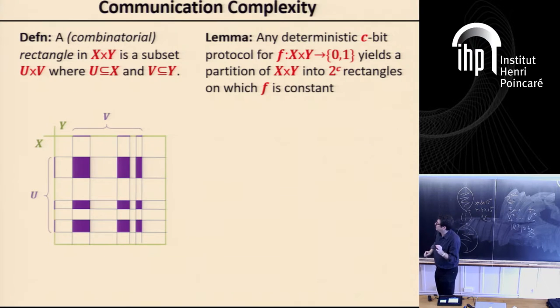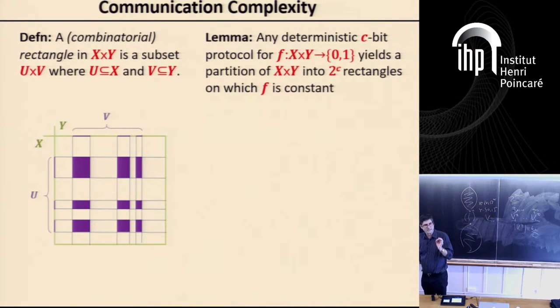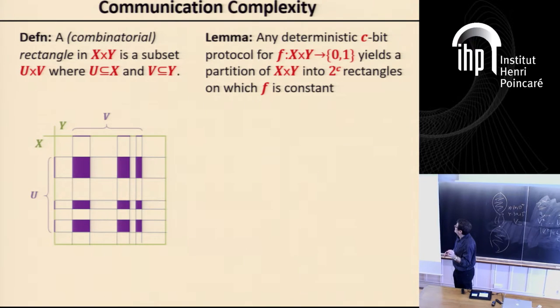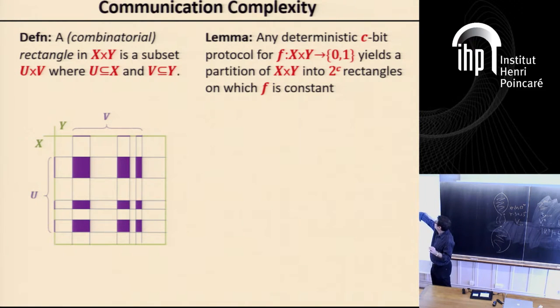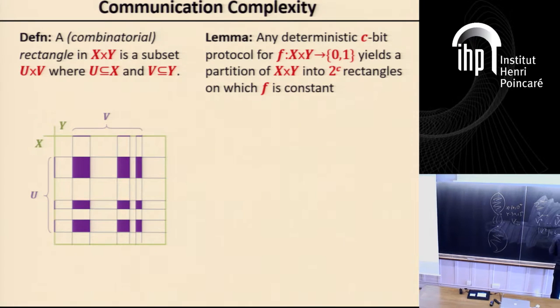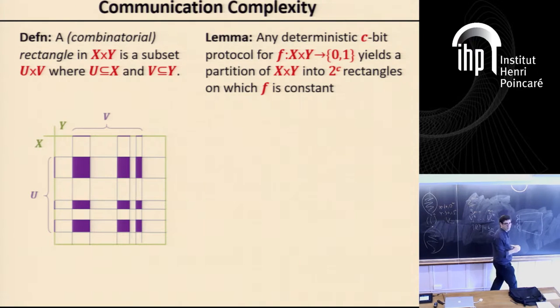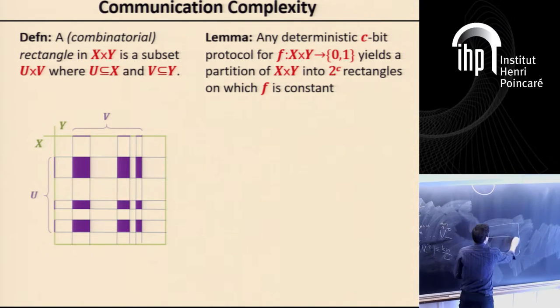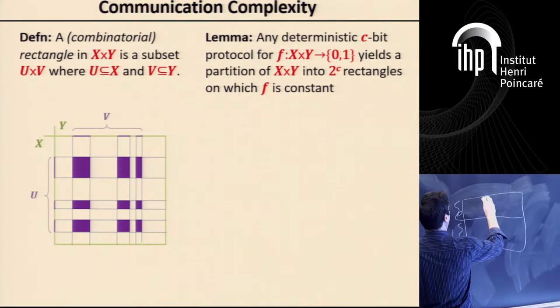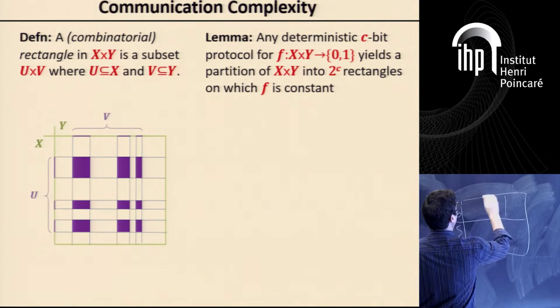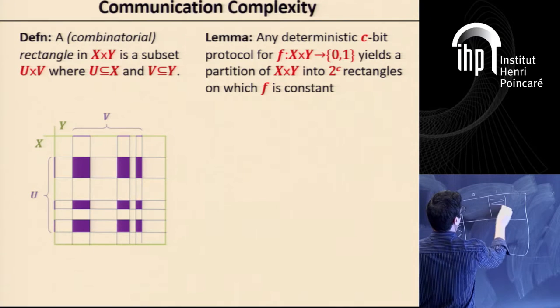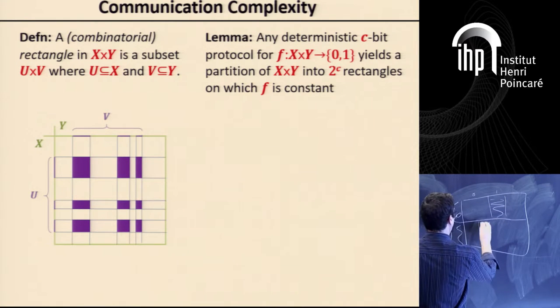Any deterministic protocol in which C bits are sent, little C bits, yields a partition of the space into 2^C rectangles. And why is that? Well, let's suppose Alice speaks first. There's some subset of the inputs on which she sends 0 and some subset of the inputs on which she sends 1. So that was the first bit. Now Bob speaks, and Bob's going to send zeros and ones on this part, but maybe on the other part he'll send zeros and ones on this scheme.